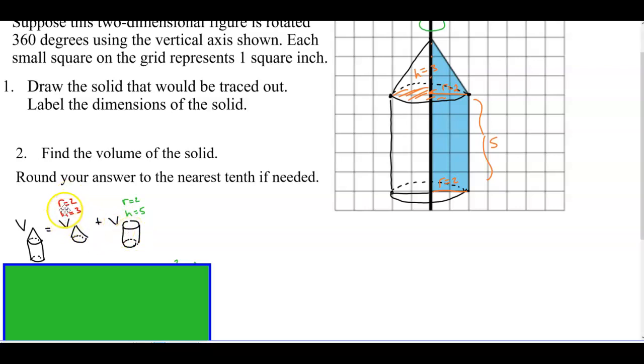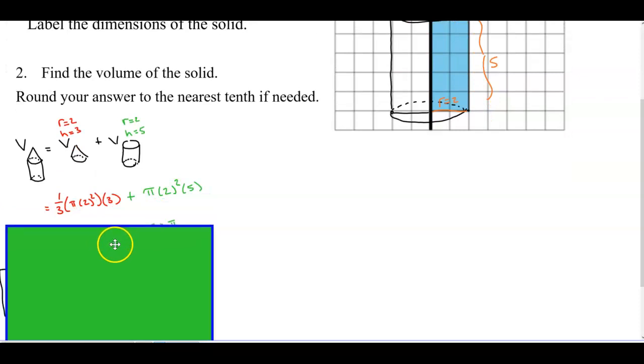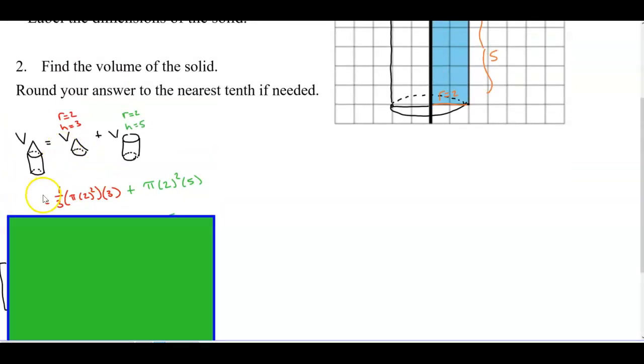I also wrote the dimensions of the cone. It has a radius of 2 and a height of 3, as we discovered up here. And then the volume of the cylinder with a radius of 2 and a height of 5. So I'll start. The volume of the cone is the area of the base times the height times 1/3. Well, notice the 1/3 and the 3, those are going to go away, right? 1/3 and 3 reduce out, so I'm just left with 2 squared times pi, or 4 pi.